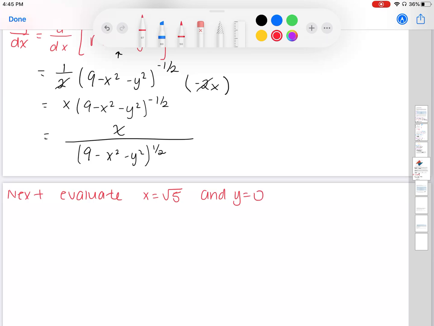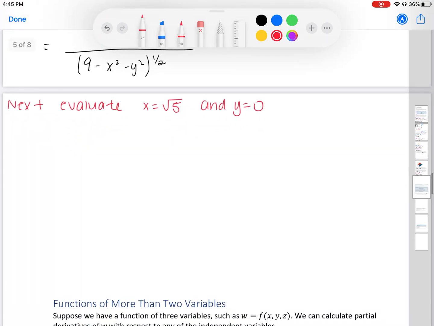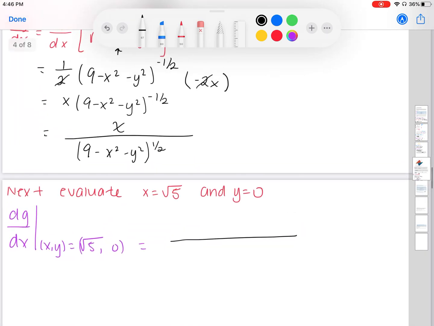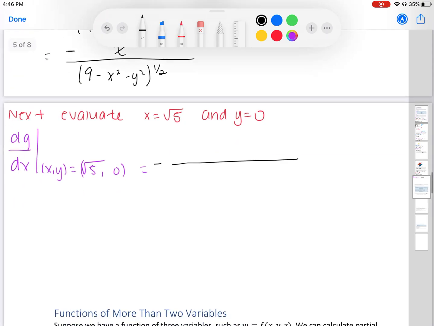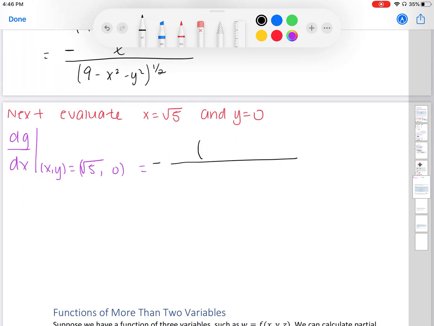And y equals 0. So let's go ahead and find that out. dg dx of x comma y equal to the square root of 5 comma 0, well, we just substitute those values in. So x is the square root of 5, and I forgot that negative above. So this is a negative here. Negative the square root of 5 for x.